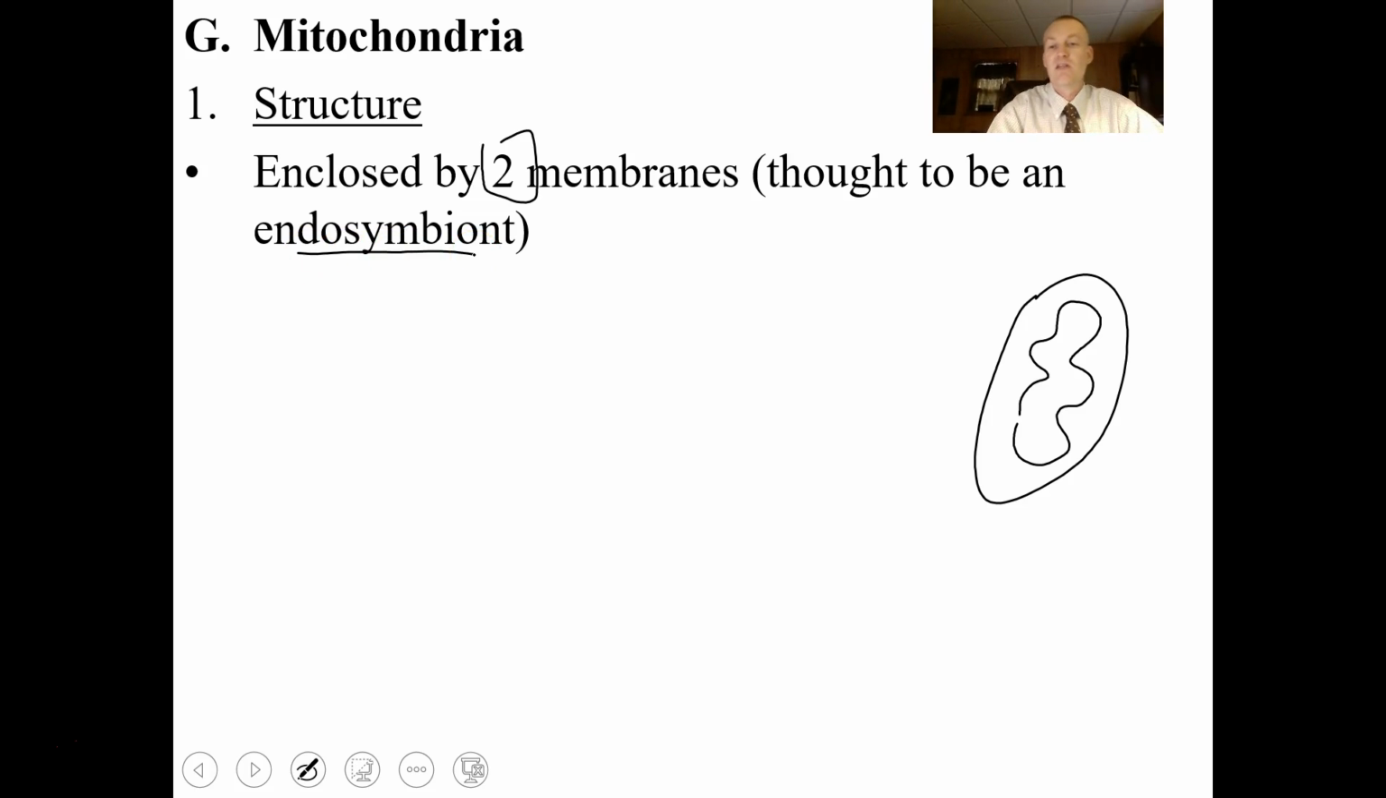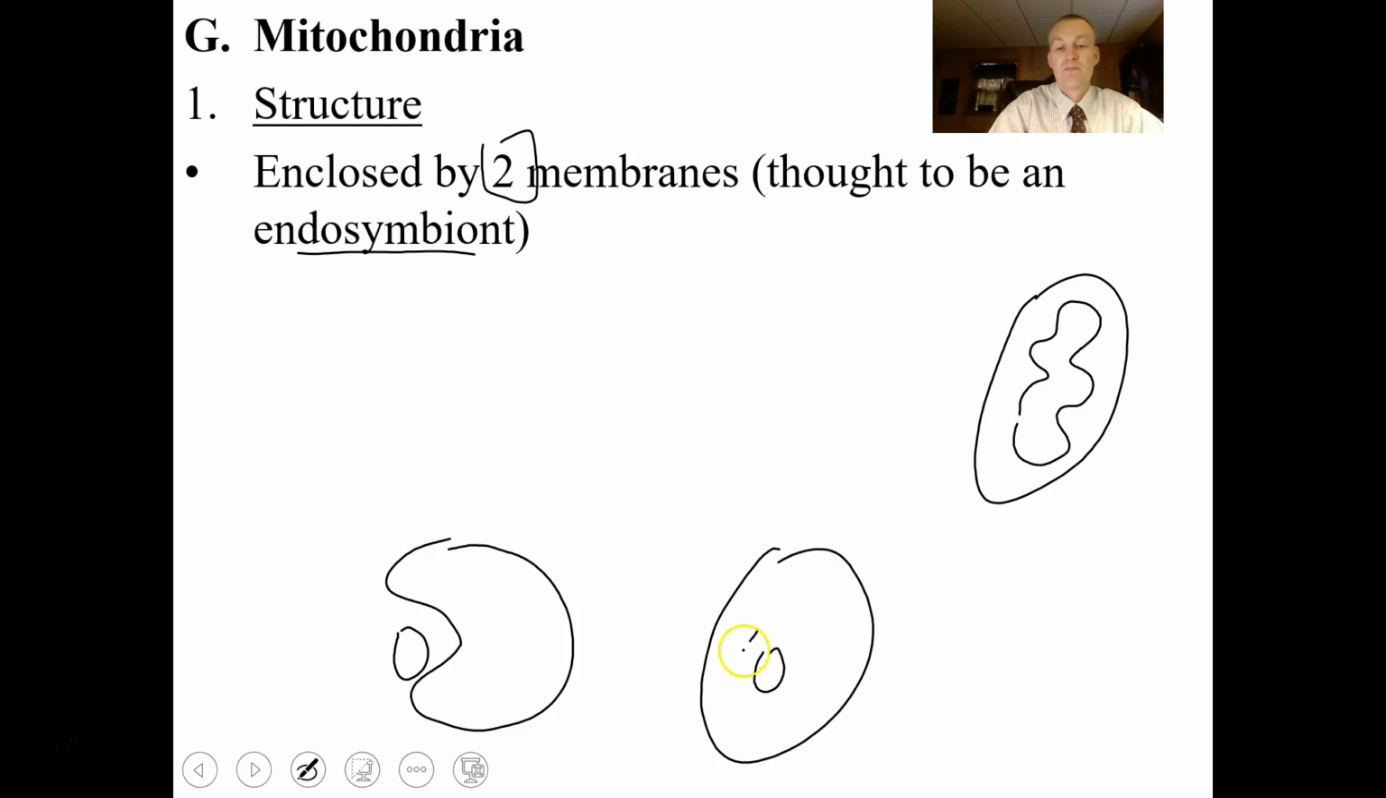We think that in the past, a long time ago, your ancestral cells actually took and ate a bacterium and retained that bacterium inside of our cells. Instead of being eaten, it became part of the cell and helped the cell to basically generate ATP or energy. Now, there's a lot of lines of evidence to suggest that that's an endosymbiont.